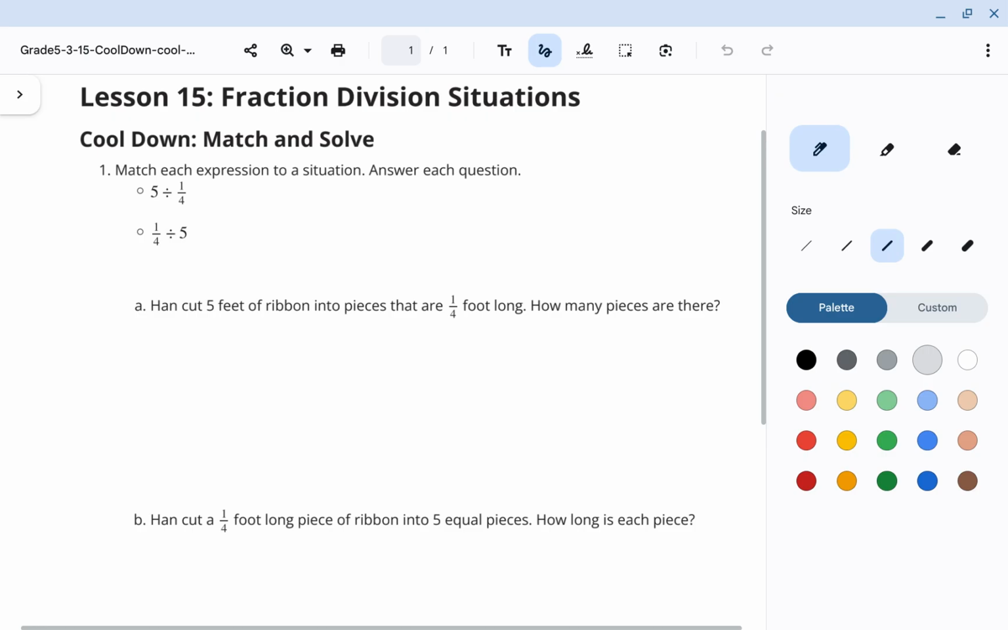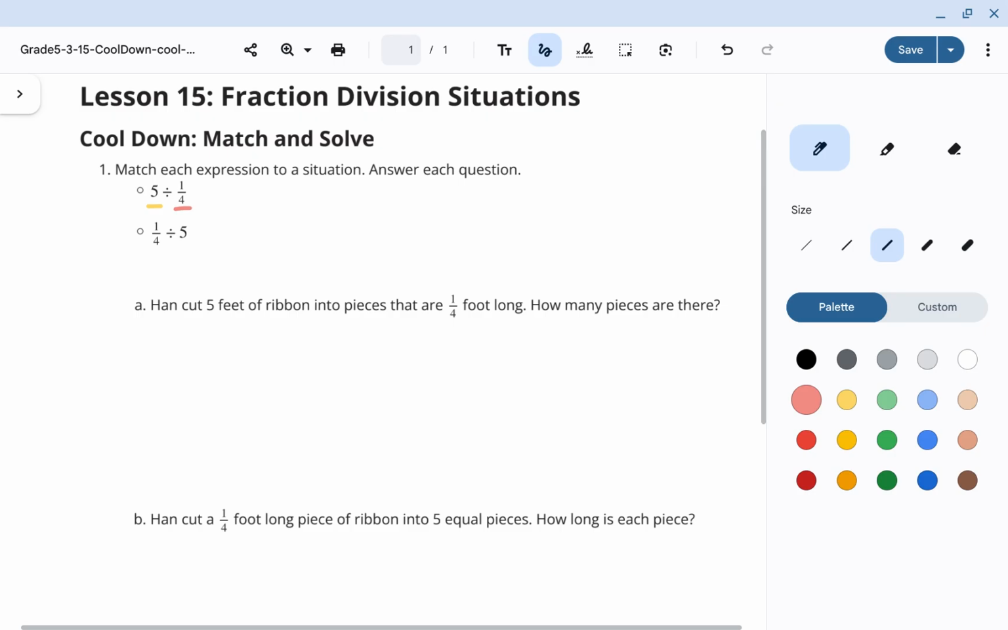Instead, we think about the parts of the division problem, right? So our first number represents the whole thing that is going to get broken up and divided. Our second number represents how many groups it's going to be divided into, or the portion size that it is being broken up into. So in this case, with this cool down, we're matching each of those expressions to the situation that describes it down below.